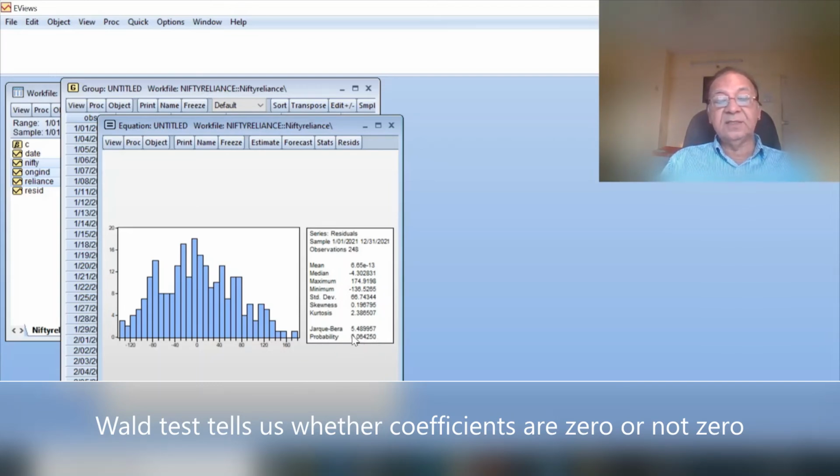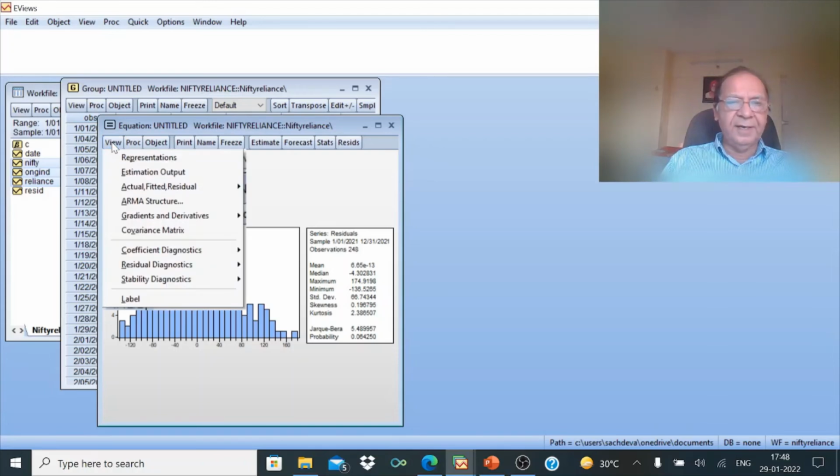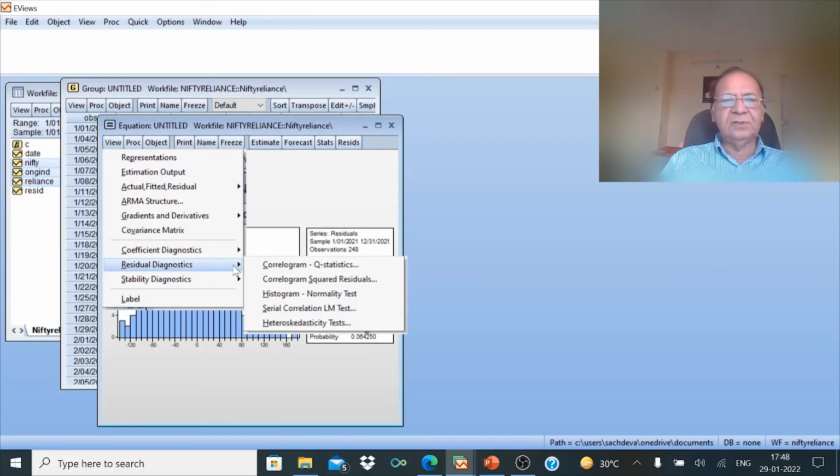If you see the Jarque-Bera statistic is 5.489957 and the probability is 0.06, but it is more than 0.05. The null hypothesis is that the data is normally distributed, the alternative is that data is not normally distributed. Jarque-Bera also says at 5% significance level, data is not normally distributed. We will go to View again and to residual diagnostics.